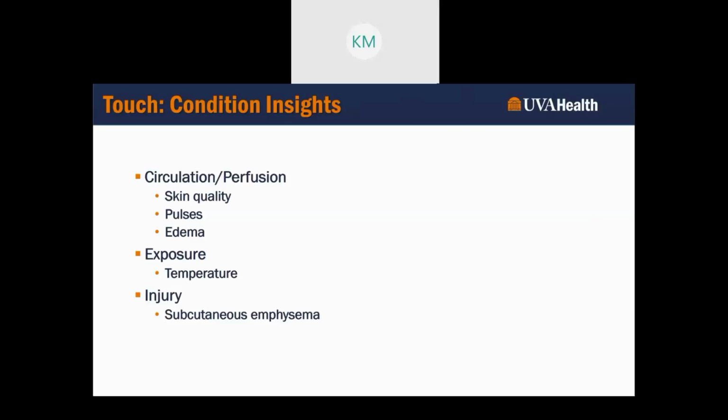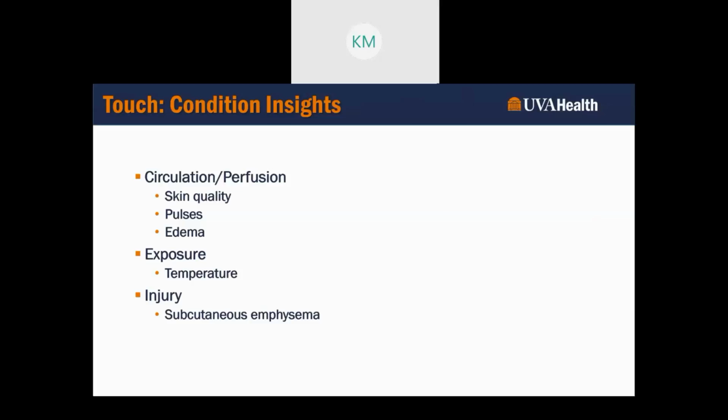So talking specifically about circulation and perfusion, we'll start with skin quality. So I'm looking for my skin to be pink, warm, and dry, so to speak. That will tell me whether or not my patient is perfusing properly, because that will be one of the first things that the body shuts off, so to speak, if the patient gets into trouble. So you'll see the patient become cool. You may have mottled skin. They may be pale. They may be diaphoretic. So I'm really looking at the skin quality as a reflection of whether or not they're perfusing, and I can get that from touch.